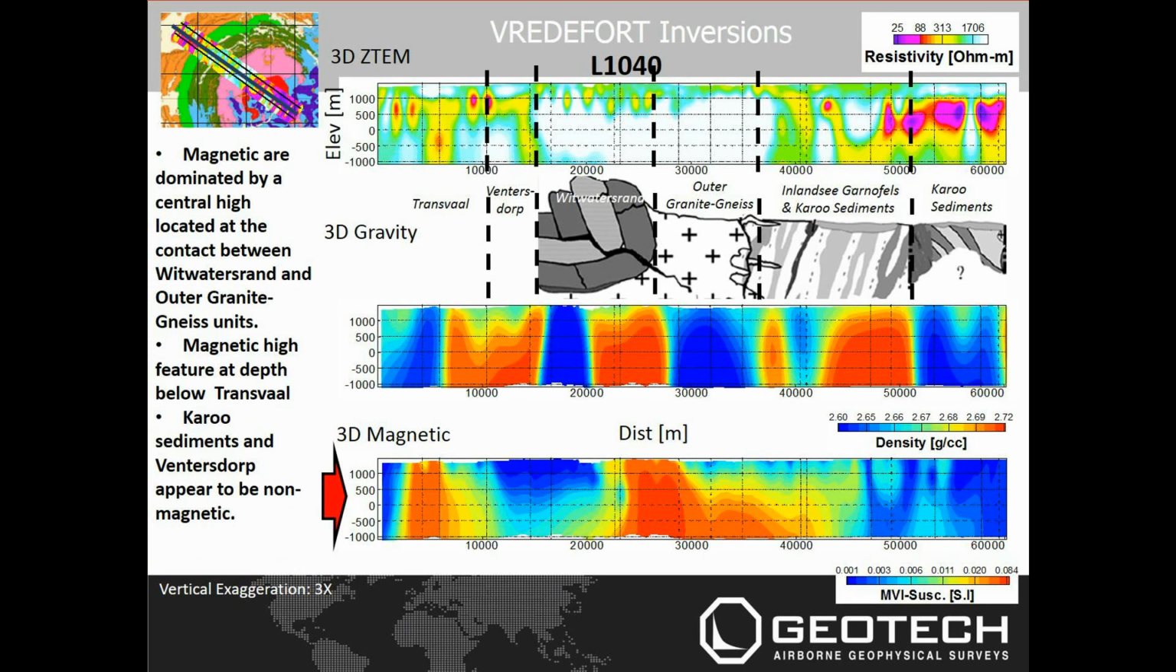Focusing on the 3D magnetic inversion results at the bottom, the magnetic susceptibility model is dominated by a central high located at the contact between the Witwatersrand and outer granite gneiss units. There's a magnetic high feature at depth below the transfer unit as well, on the far left. And the Caribou sediments and the Vredefort appear to be non-magnetic in this section.